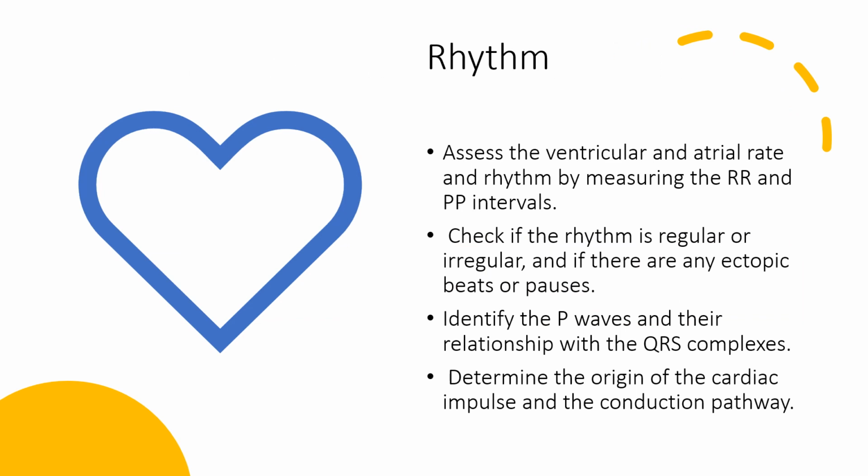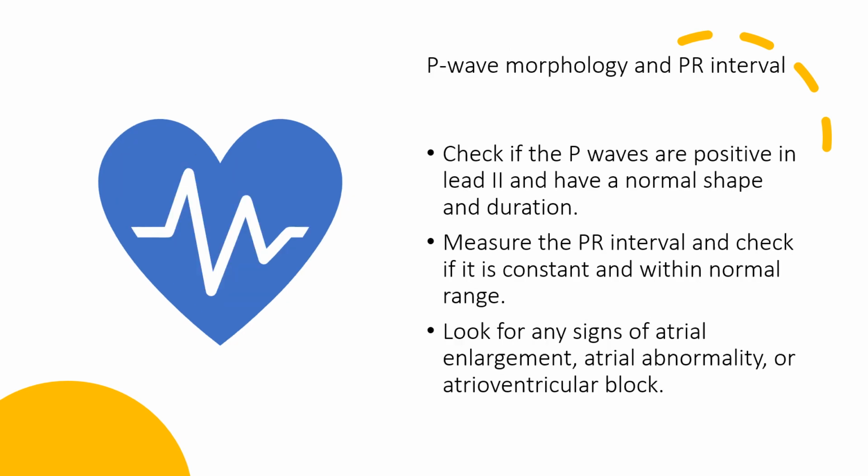First, rhythm. Assess the ventricular and atrial rate and rhythm by measuring the PR and RR intervals. Check if the rhythm is regular or irregular and if there are any ectopic beats or pauses. Identify the P wave and its relationship with the QRS complex. Determine the origin of the cardiac impulse and the conduction pathway.